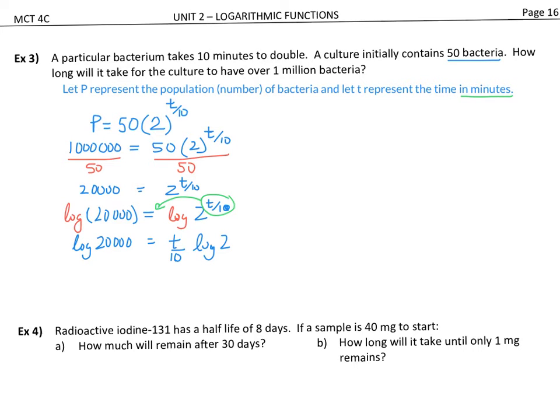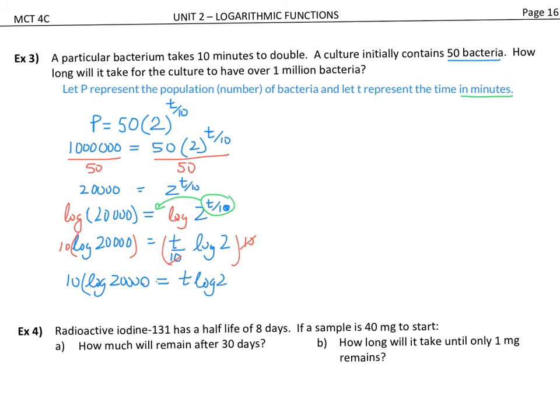And then we're going to start getting t by itself here. I'm dividing the t by 10. Let's multiply both sides by 10 to undo that divide by 10. But again, we got to multiply the other side by that. So now I've got 10 times the log of 20,000, and that's going to equal t times the log of 2.